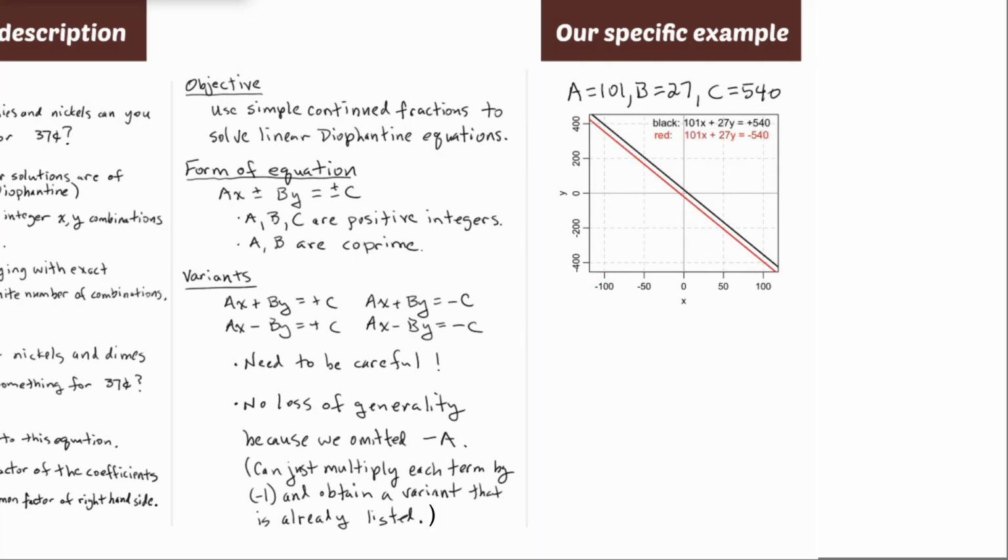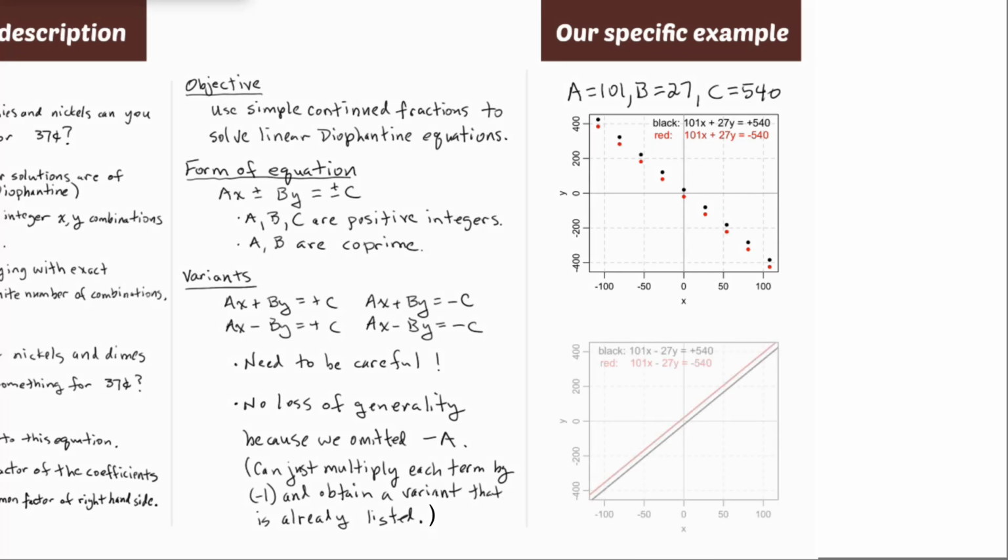Here are lines based on 101x plus 27y. The black line is for when the right-hand side is positive 540, and the red line is for when it's negative. We are looking for integer solutions though. These dots are the combinations within the axes when both x and y are integers. We can take away the line. What we'll do is use simple continued fractions to find the integer combinations of x and y that satisfy the equation, some of which are shown with the dots here.